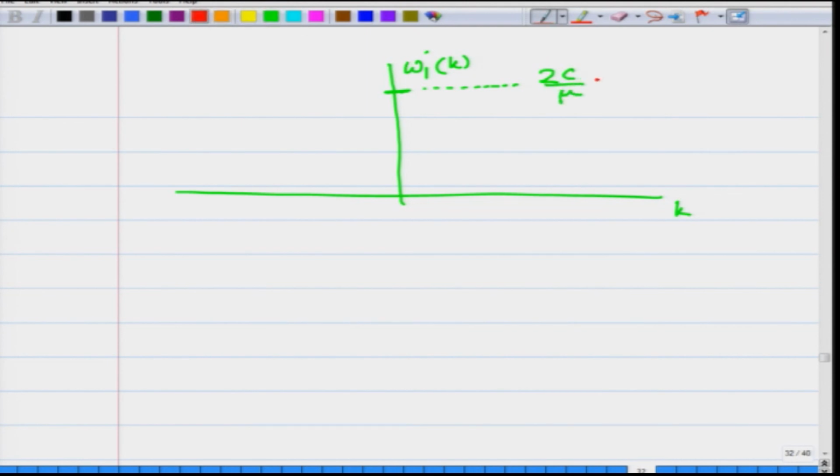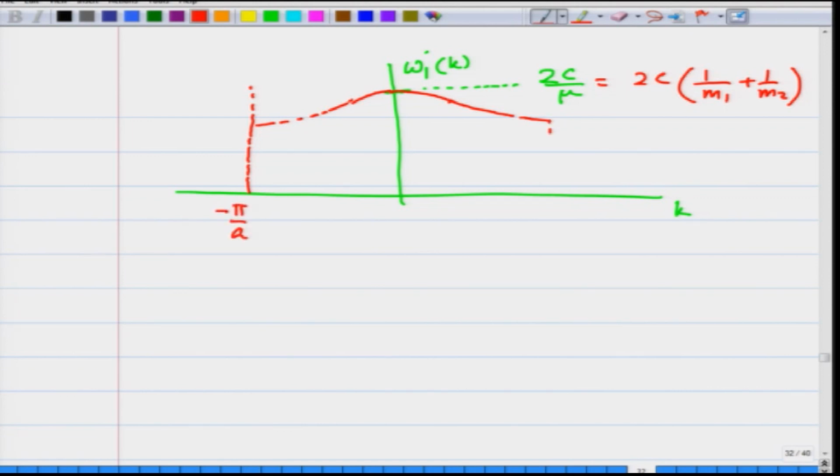I can also write that as 2 c times 1 over m 1 plus 1 over m 2, and then it goes down. And then if you plot it fully, it comes down and comes to the Brillouin zone boundary minus pi by a and plus pi by a, like shown in the figure.